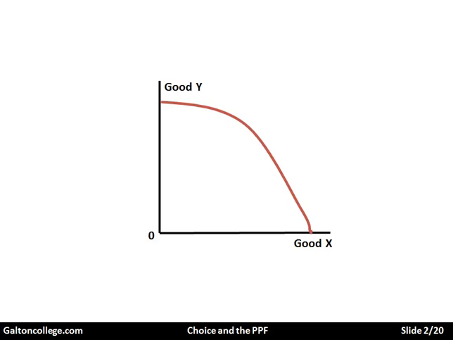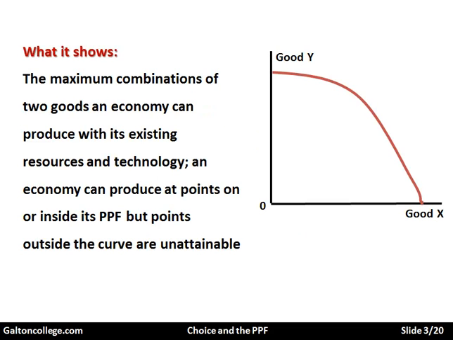I'll just put the cursor onto the screen for a moment. That's the production possibility frontier, that curved line. And that's the maximum amount that can be produced in this country. So what it shows is the maximum combinations of two goods an economy can produce with its existing resources and technology. An economy can produce at points on or inside the production possibility frontier, the PPF. But points outside the curve are unattainable.